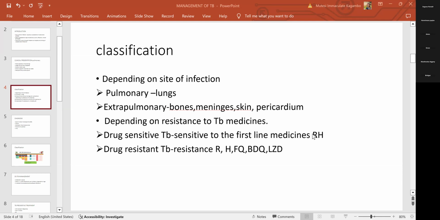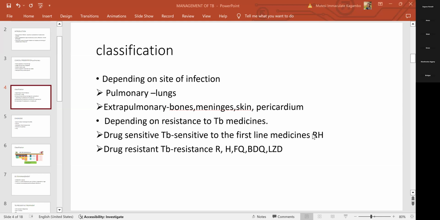Okay, so depending on anatomical sites, we can have pulmonary TB, or we can have extrapulmonary TB. So extrapulmonary TB can affect the bones, the meninges, the skin, the pericardium. All those are sites of TB infections. So when we go into the treatment, we shall see that pulmonary TB and extrapulmonary TB are treated differently. So we should be aware of that.